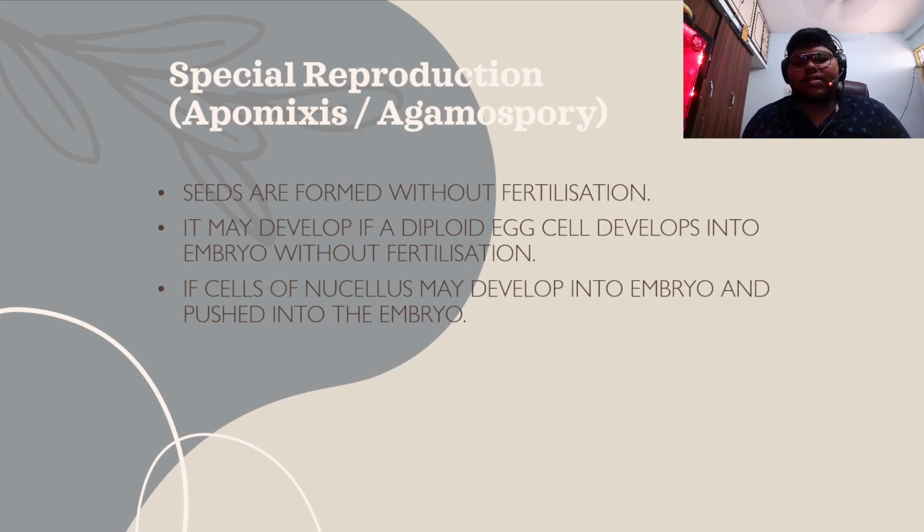Special reproduction: apomixis, or agamospermy. Seeds are formed without fertilization. A diploid egg cell may develop into an embryo without fertilization. Cells of the nucellus may also develop into an embryo and push into the embryo sac.